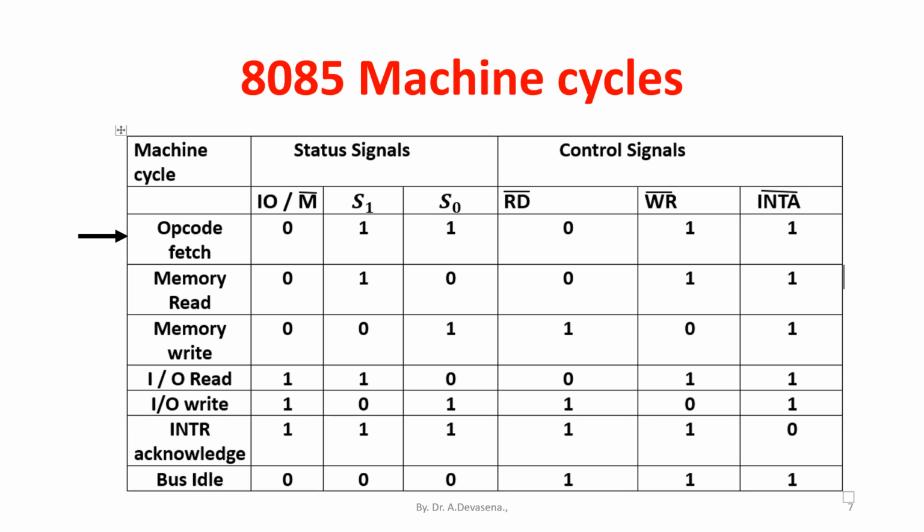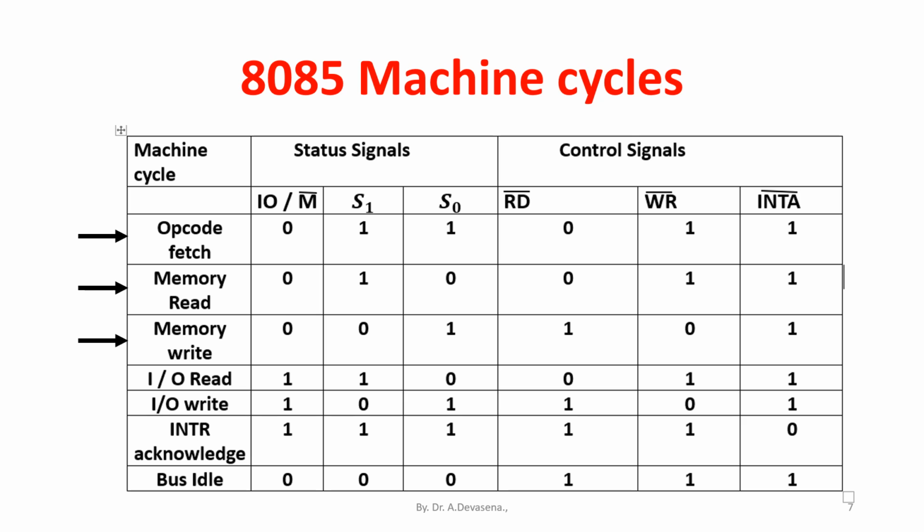In the memory read, status signal S1 should be 1. We are performing a memory operation, so IO/memory bar should be 0. For read operations, S0 should be 0 and read bar should be an active low signal. Write bar should be 1, interrupt acknowledge bar should be 1.